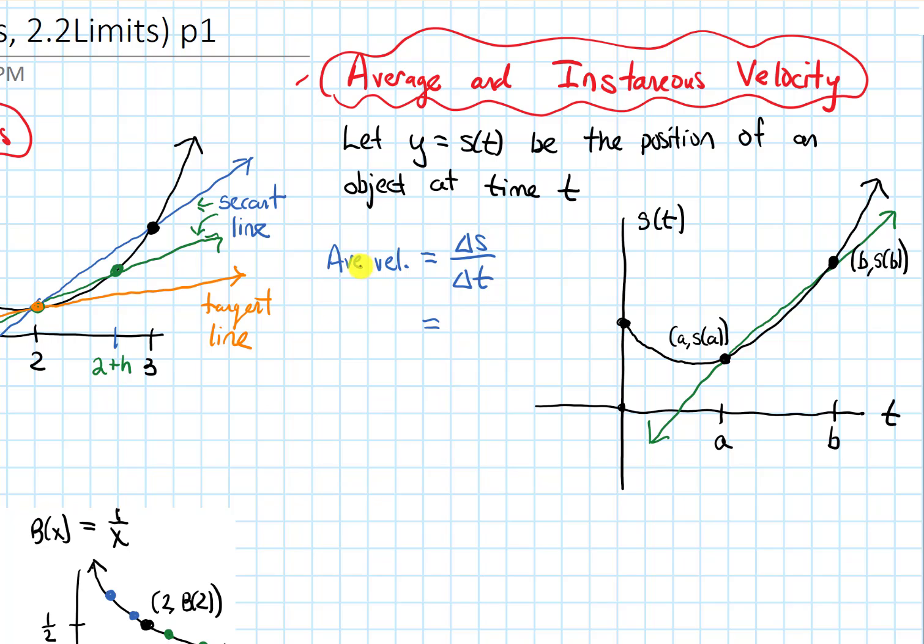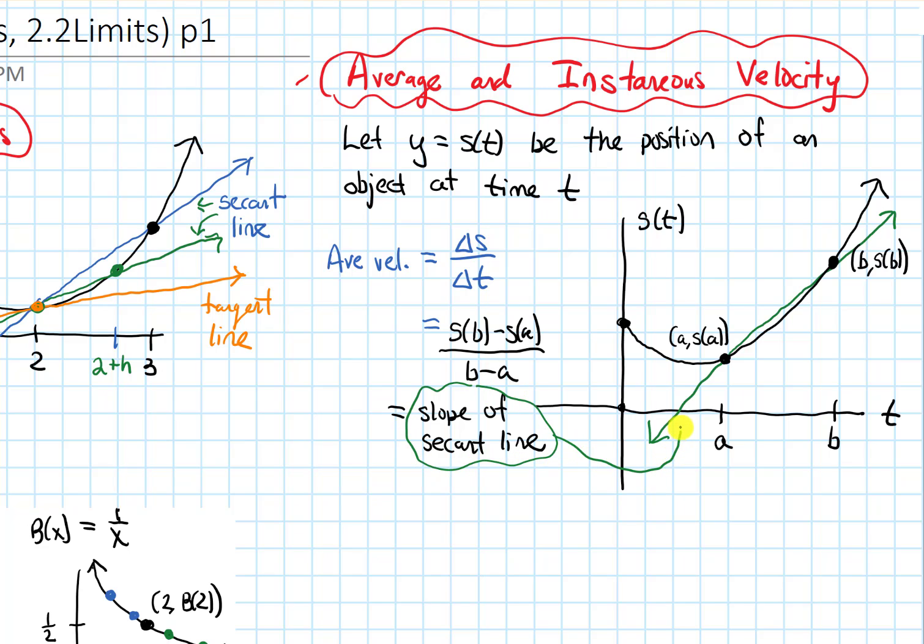So for the average velocity, change in s over change in t, if I work out what that is, this is s of b minus s of a on top. That's the change in position, over b minus a. That's the change in time. And notice that that's just the slope formula. In fact, this is the slope of the secant line. So the average velocity is the slope of the secant line, this line that we had drawn here.